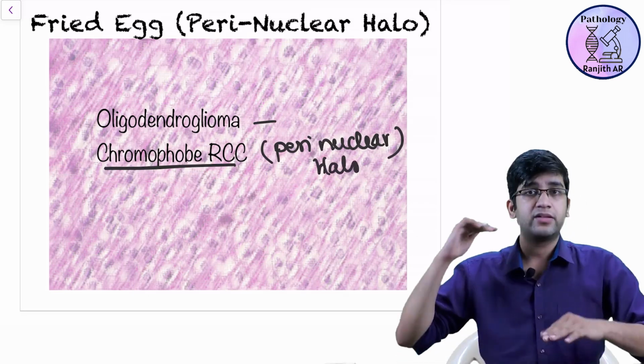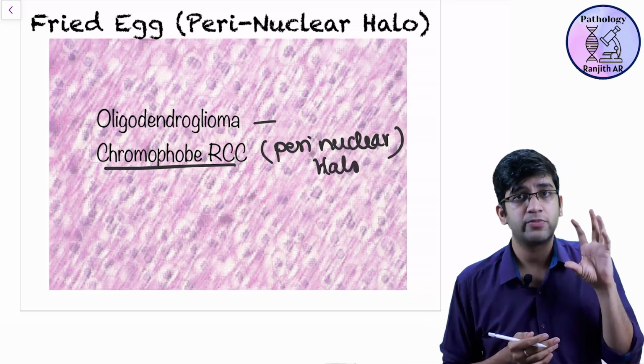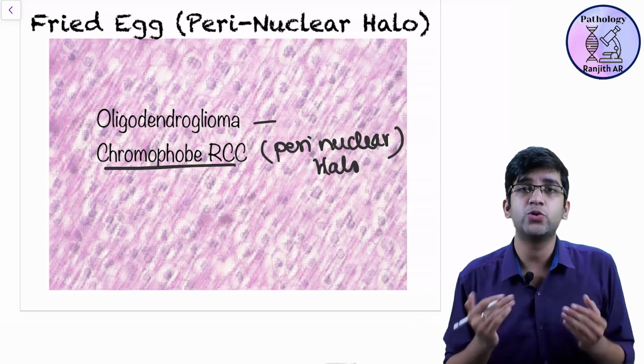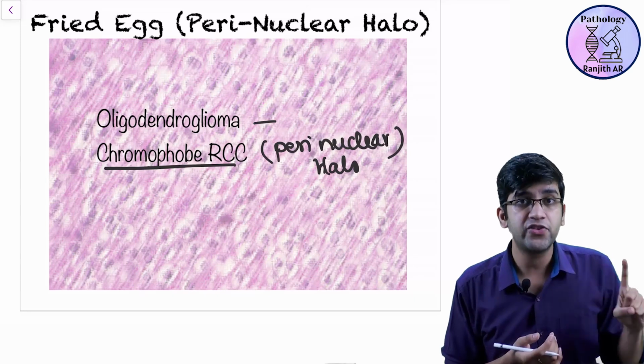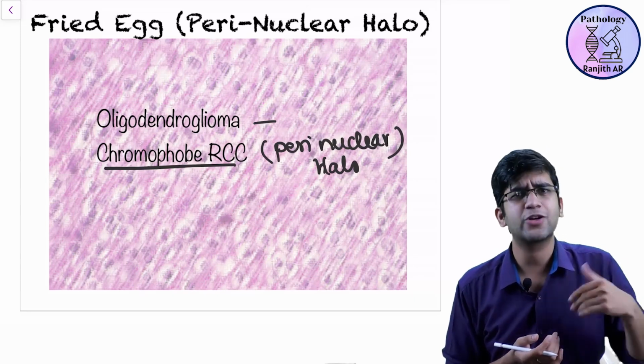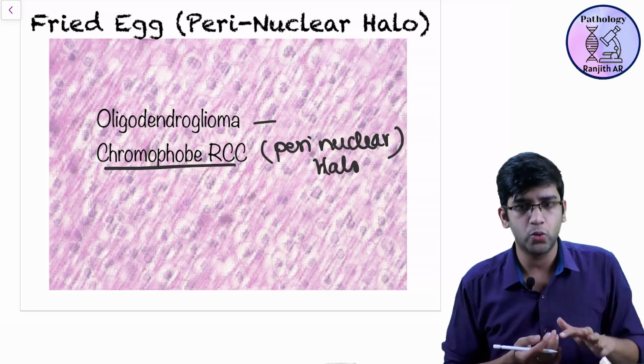Okay? In oligodendroglioma, I use the term fried egg appearance. In chromophobe RCC, I use the term perinuclear halo. Both will look the same in microscopy, right? This is the first unique pattern. Unique patterns are going to be very simple. Most of you already know.